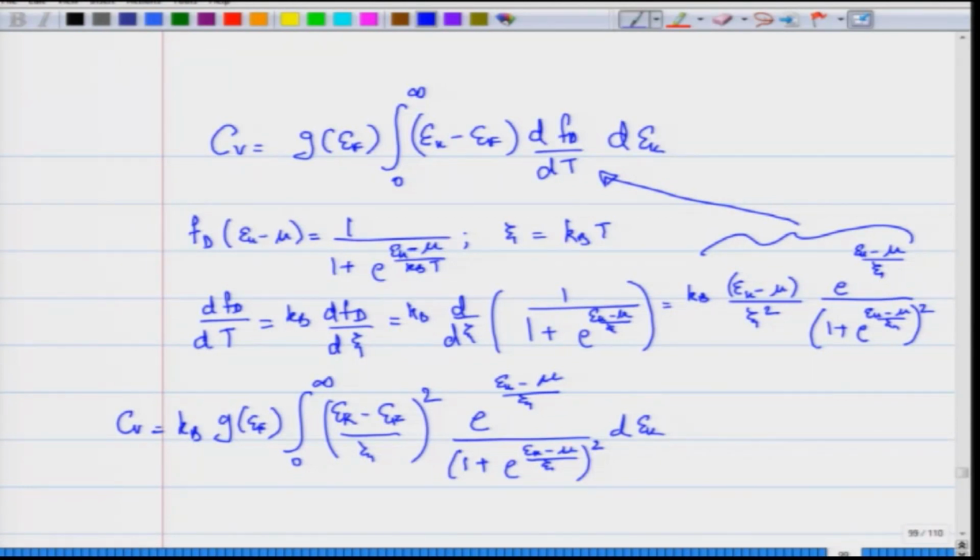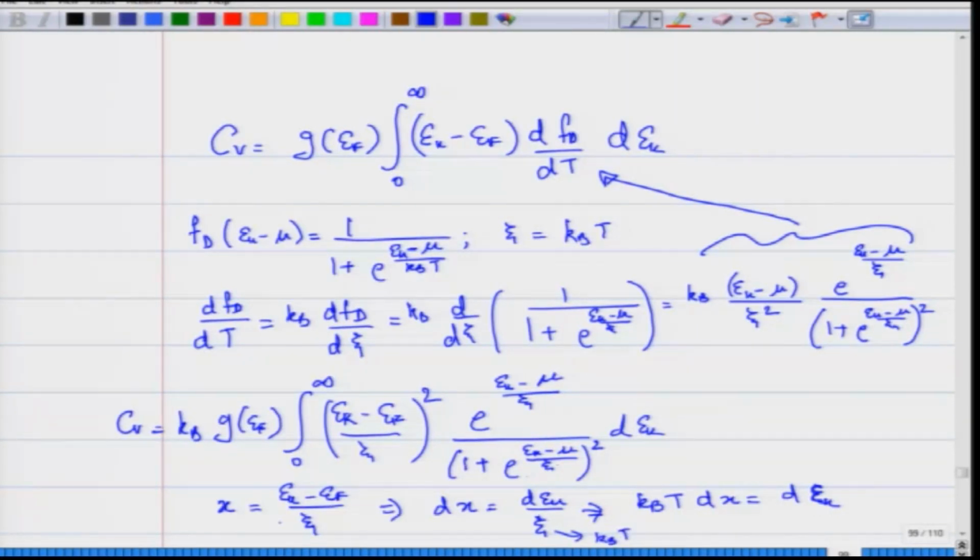And now mu is of course the chemical potential at finite temperature, and now we can make a substitution of x equal to (Ek minus Ef) by zeta, which implies that dx is equal to dEk by zeta, which implies that kBT into dx is equal to dEk, because this zeta is kBT.